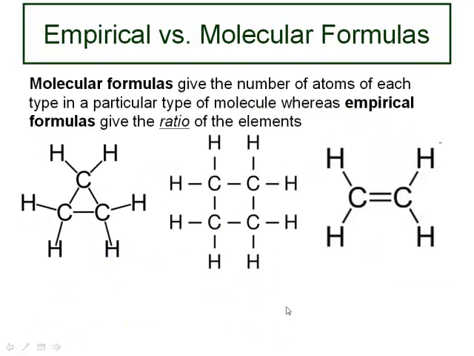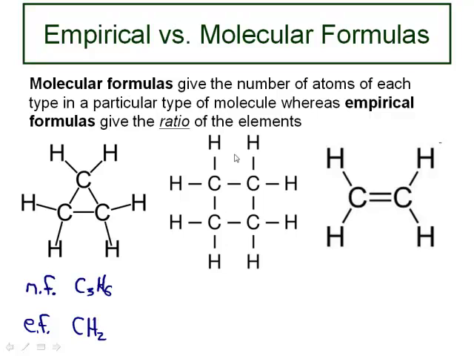Now, let's consider the same distinction between empirical and molecular formulas for these 4 compounds. For cyclopropane, I'm going to abbreviate molecular formula as MF, and we already said for cyclopropane it is C3H6. The empirical formula, the lowest ratio of carbon and hydrogen here, is going to be 1 carbon to 2 hydrogens. CH2 is the empirical formula.